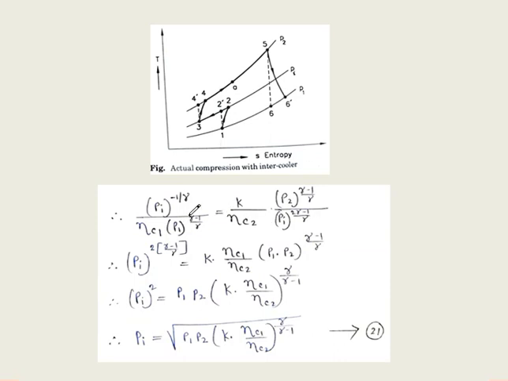From that you will get Pi to the power minus 1 by gamma by eta C1 into P1 to the power (gamma minus 1) by gamma, equal to K by eta C2 into P2 to the power (gamma minus 1) by gamma by Pi to the power 2 (gamma minus 1) by gamma. So Pi to the power 2 (gamma minus 1) by gamma is equal to K eta C1 by eta C2 into P1 P2 to the power (gamma minus 1) by gamma. From that you will get the value of Pi, that is, root over P1 P2 into (K eta C1 by eta C2) to the power gamma by (gamma minus 1). This is equation number 21.